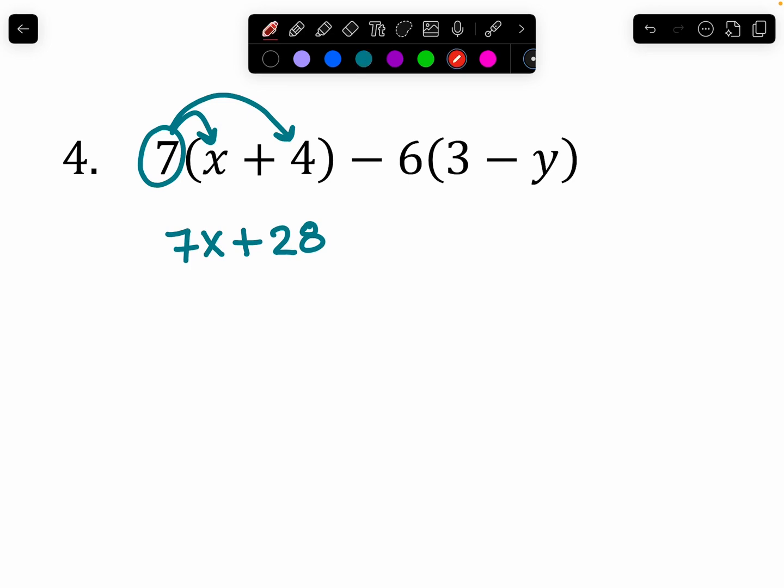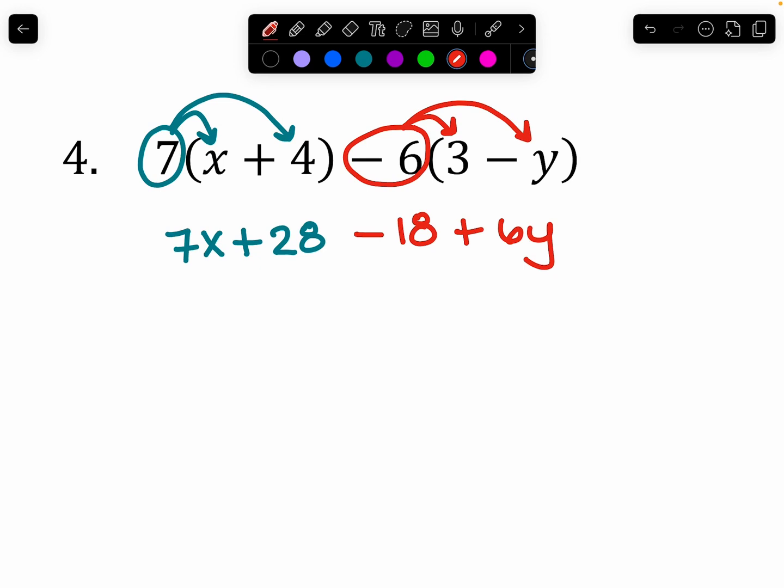Then I'm going to move on to my second set of parentheses that has a -6 in front. So I have to distribute the -6 to both of these terms. -6 times a +3 is a -18. And then -6 times -y is a +6y. Now we don't have any more parentheses, which is great.